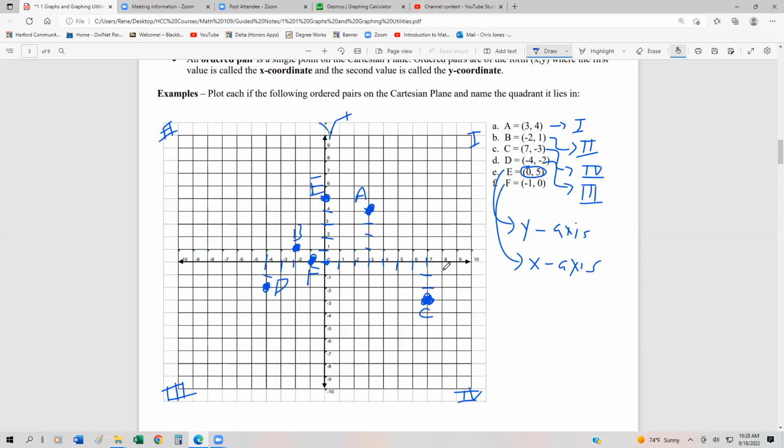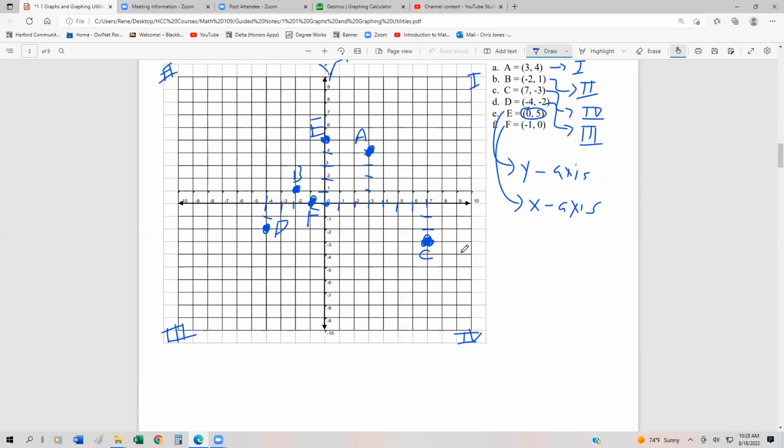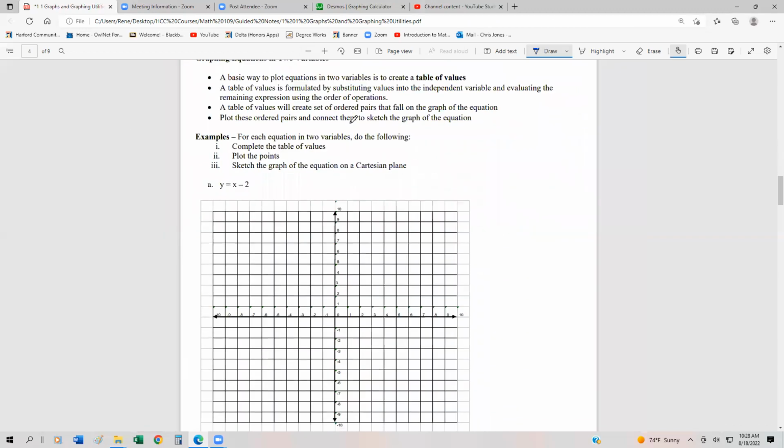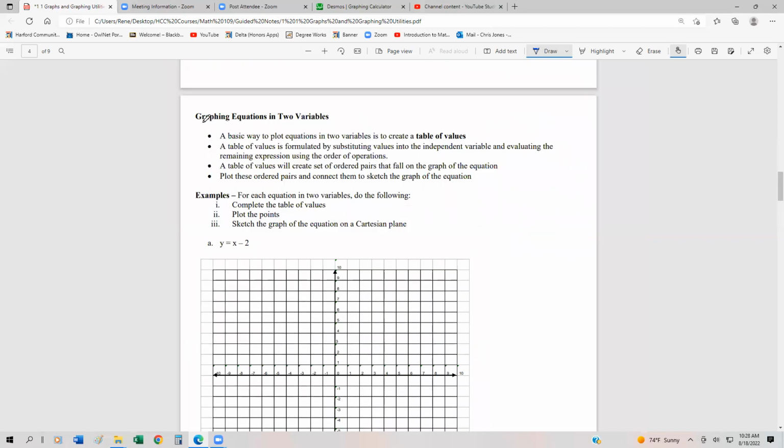Now, one other thing that we want to make sure of is that we can use the Cartesian plane to show geometrically a relationship between two variables. And that's going to be how we graph these things. So what we're going to do is create a table of values.